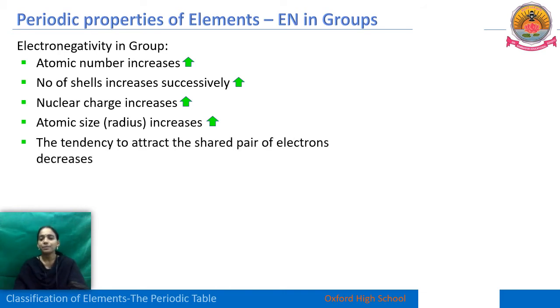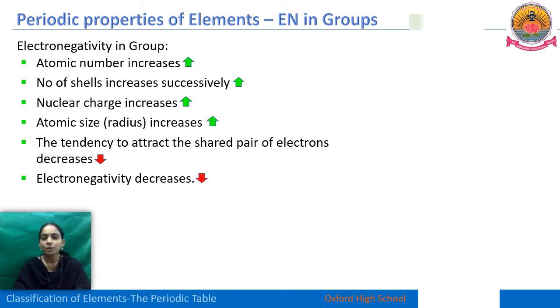But here the tendency to attract the shared pair of electrons decreases, because the number of shells increases successively when we go from top to bottom in a group. So the distance is increasing, and the nuclear charge is increasing also. The shells act as shields, and so the tendency to attract the shared pair of electrons is decreasing. That is nothing but the electronegativity, it decreases when we move from top to bottom in a group.